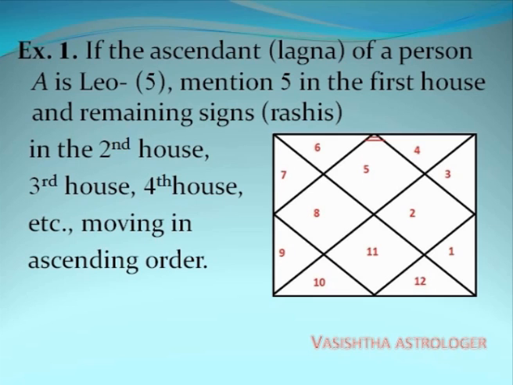Take one more example. If the ascendant or Lagna of a person is Pisces, that is Meen Rashi, which is sign number 12, then you have to mention 12 in the first house. After that, place the remaining Rashis in other houses, moving in ascending order. That is, Rashi number 1, Aries, in second house. Rashi number 2, Taurus, in third house. And proceeding in this way, Rashi number 11, Aquarius, in 12th house.